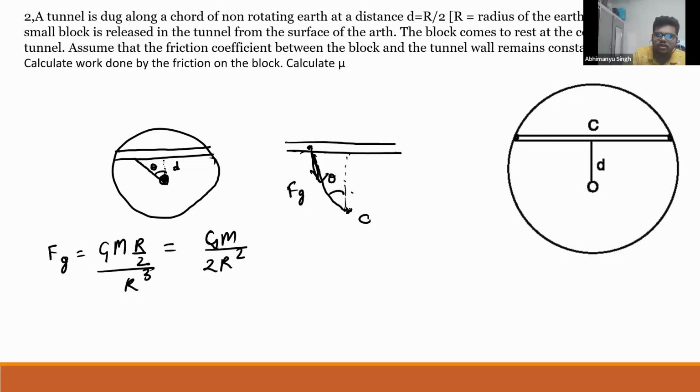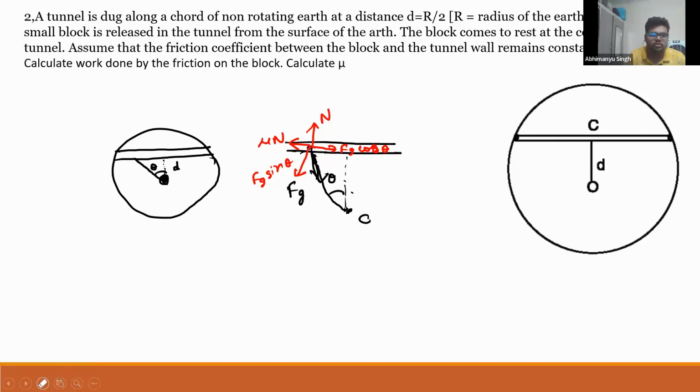Now let me draw the FBD and let me draw the rest of the forces. So what will be here? Here will be Fg cos theta. Here will be friction as it is moving. It will be mu N, and here it will be Fg sin theta, which will be balanced by the normal. This is not the case. It is the case at the center. At other places, the distance from the center is different. So obviously this Fg is not constant. So let us do the first part of this.